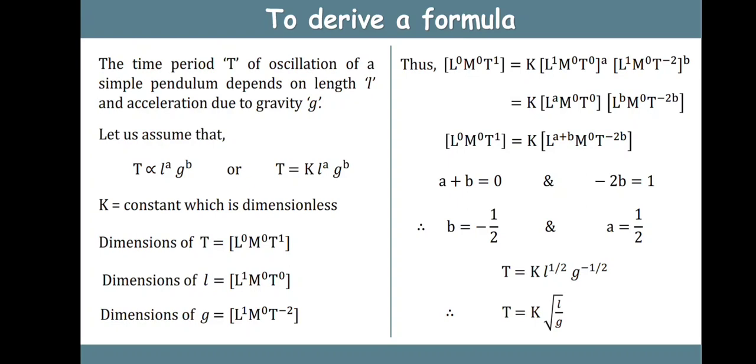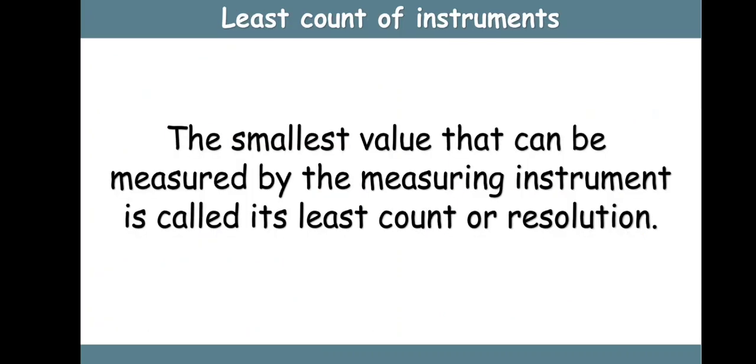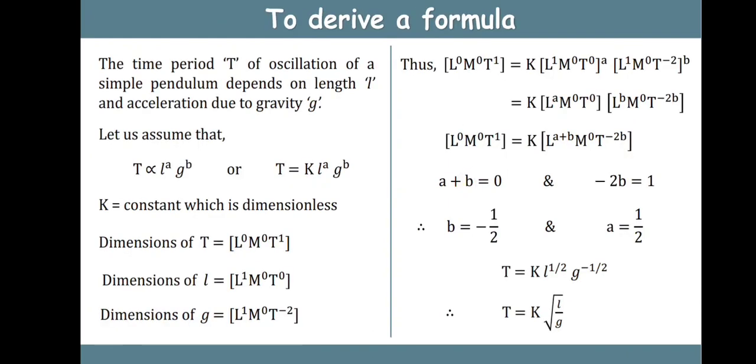So dimensions of T: L0, M0, T raised to power 1. Because there is no length and no mass in the left hand side, there is only T raised to power 1. Dimensions of length, so L raised to power 1, M raised to power 0 and T raised to power 0. Dimensions of G: the dimensions of acceleration and the dimensions of G are same. So this is the dimensions of acceleration: L raised to power 1, M raised to power 0 and T raised to power minus 2.